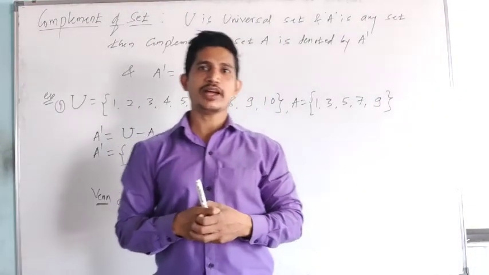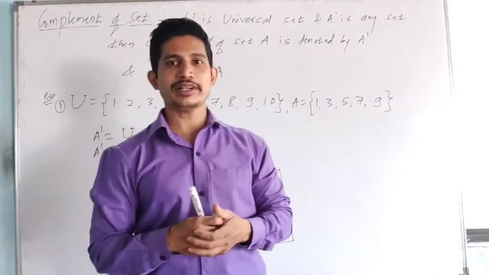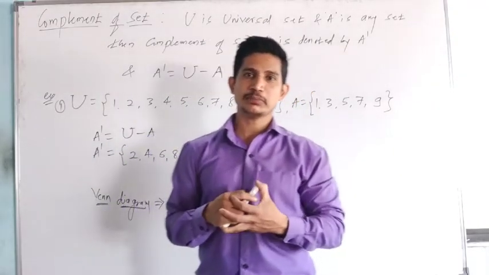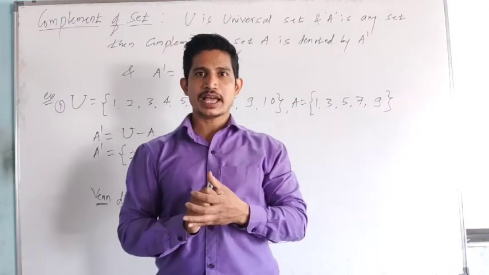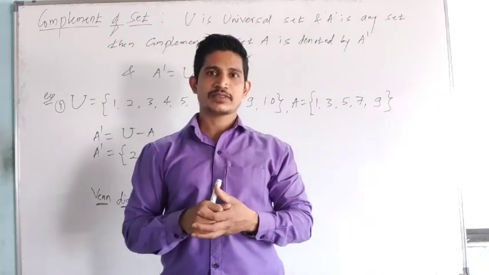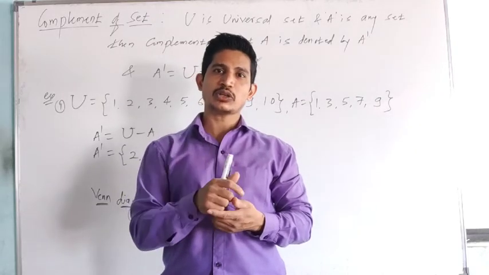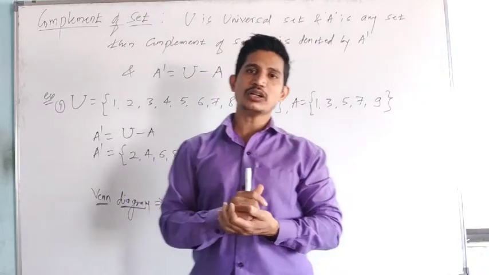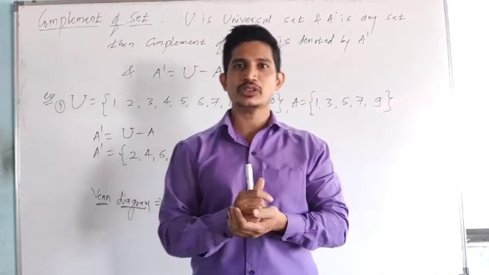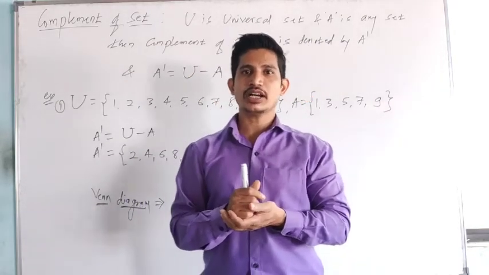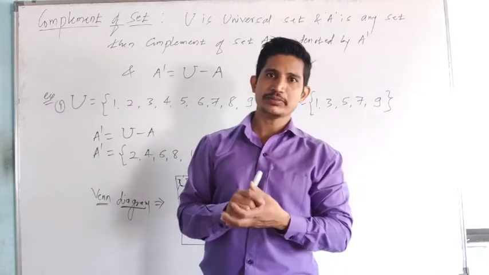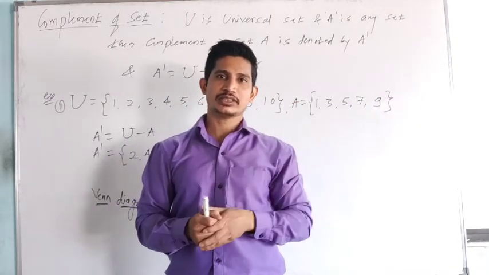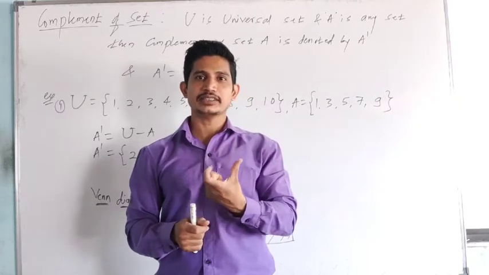Hello students, today we are going to learn the complement of a set. What is the complement of a set? Suppose the universal set is given and a set A is given. The complement of set A is called A dash. What is A dash? All the elements of U which are not in A. The elements of A we subtract from the universal set, and the remaining elements we write as A dash.